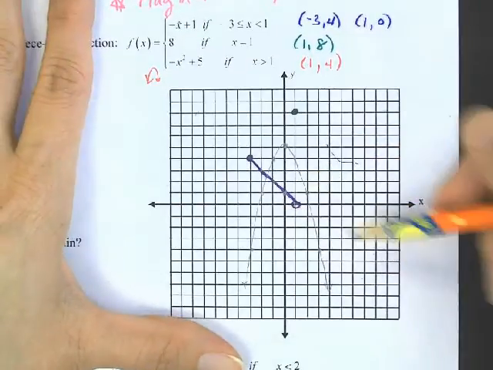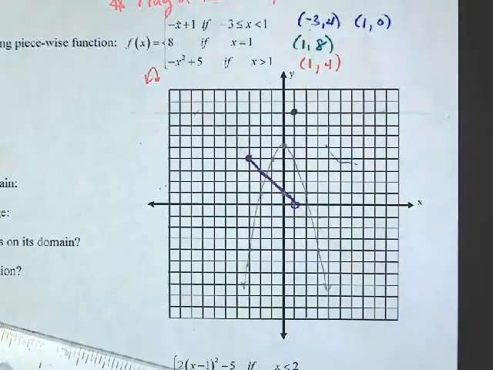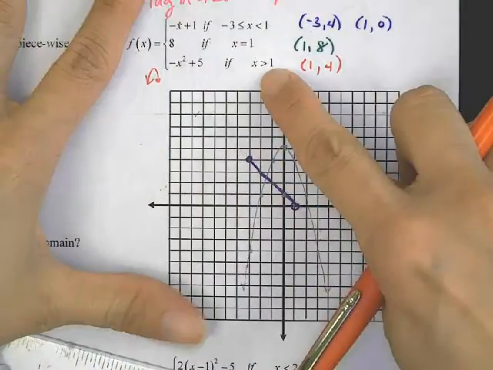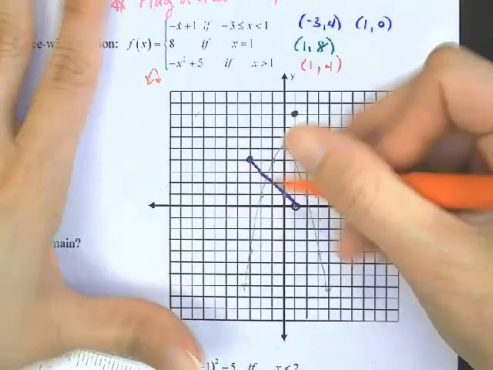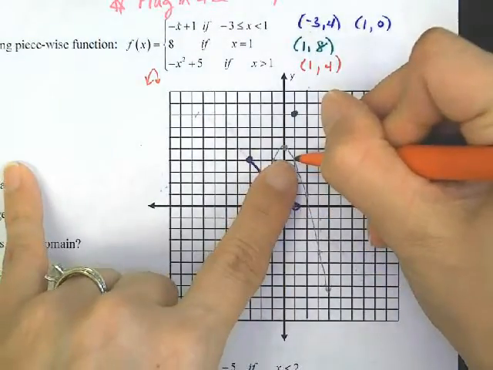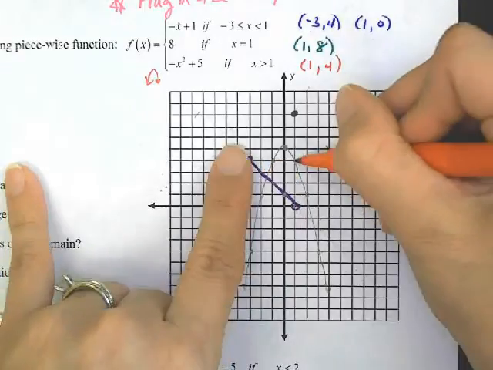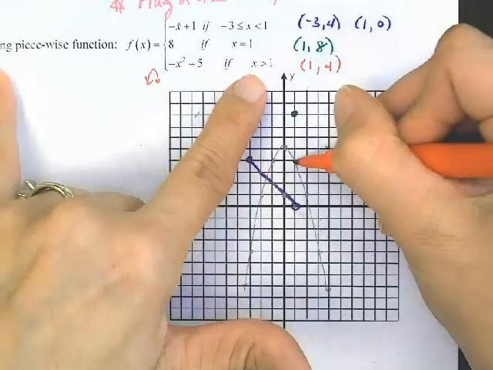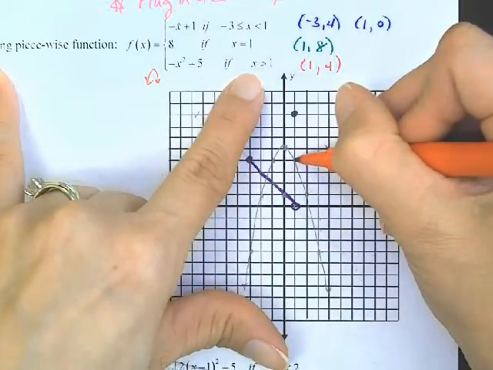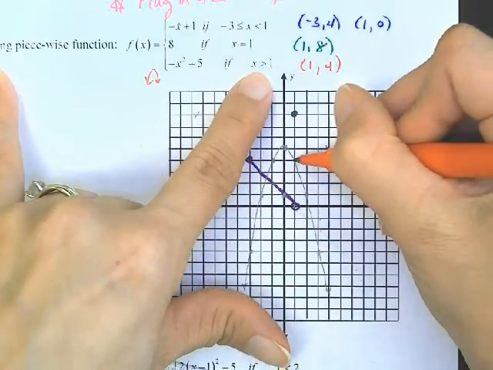Except, I don't want the entire parabola. Okay, I only want the parabola if x is more than 1. So let's find 1. Let's go to that point on the parabola. Is the point (1, 4)? Yep, that's where it is. Good. And do I want to draw an open bubble or a closed bubble? It says greater than 1.